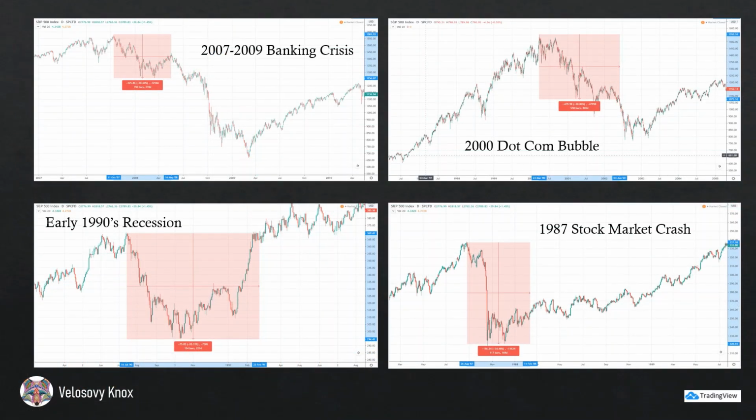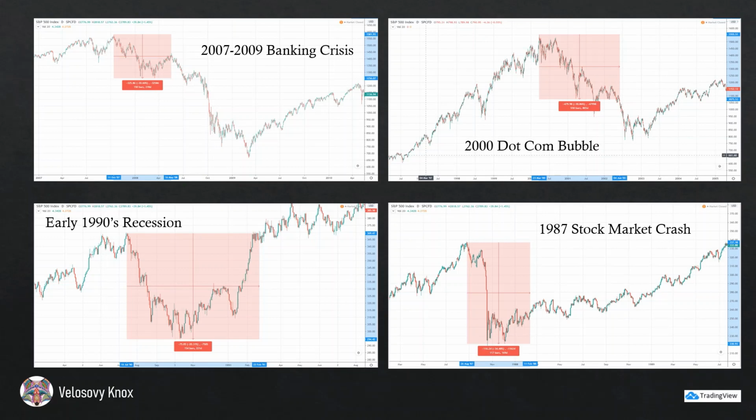Well, there's a lot of theory to support this. Here are the charts for the S&P 500 for the last 4 major recessions. Looking at these supports the bull trap theory. During the dot-com bubble and the banking crisis, we saw 50% retracements before further downsides. Also, there were many so-called bull traps during the 1990s recession. During the 87 crash, this was more of an exception. There was a double bottom before recovery.